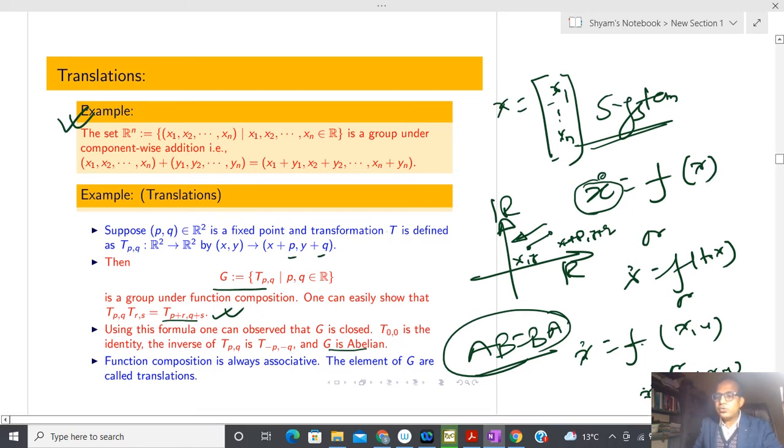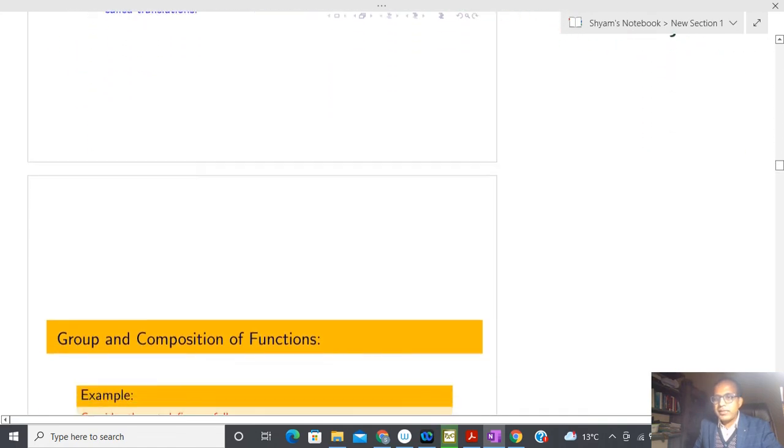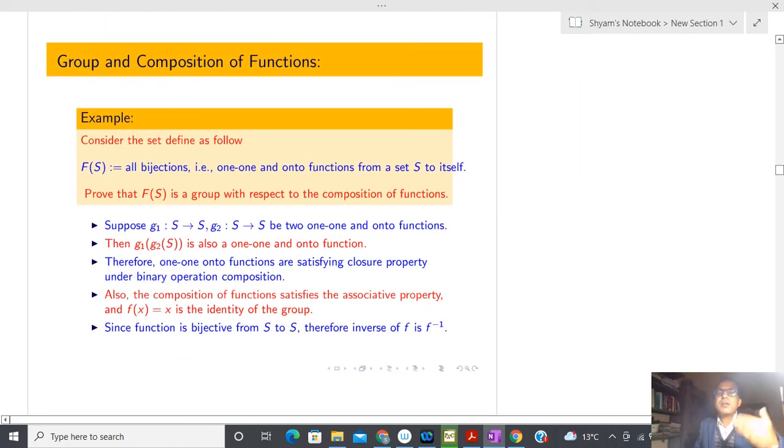It is possible to show that if the system is complicated, then there is some more notion that comes into the picture, called Lie algebra. Again that forms some kind of group. I am not going to cover that in this particular course. After that, in this example I have shown you that if f is a bijection, one-one and onto function from a set S to the same set S, then that is going to form some kind of group under composition.